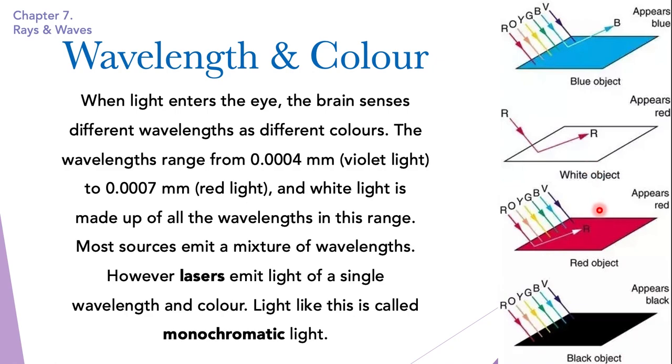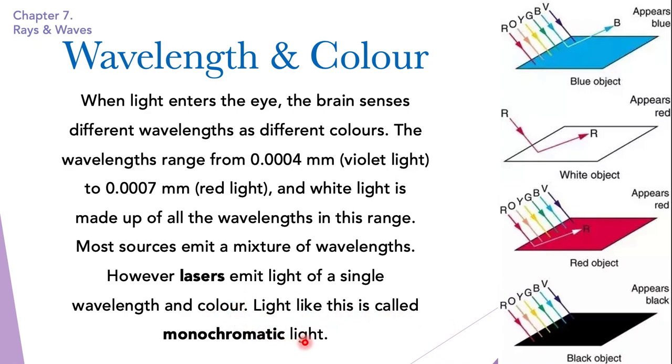So when light enters the eye, the brain senses different wavelengths, like 0.0007 millimeters as red light, so different wavelengths as different colors. Most sources emit a mixture of wavelengths. However, lasers emit light of a single wavelength and color. Light like this is called monochromatic light.